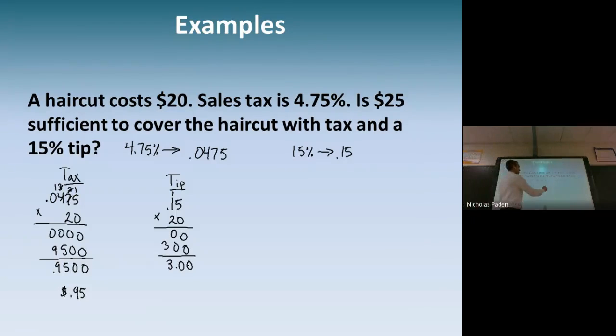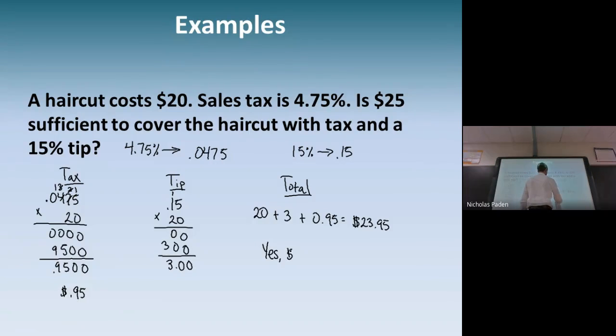So the last thing that I'm going to do is find the total cost. To find the total cost, I take that $20 plus the $3 tip plus the 95 cents that was the tax. So total cost plus the tip plus the tax. And when I add that together, I get $23.95. So let's answer the question. Is $25 sufficient? Yes, $25 will cover everything. And that would be our answer.